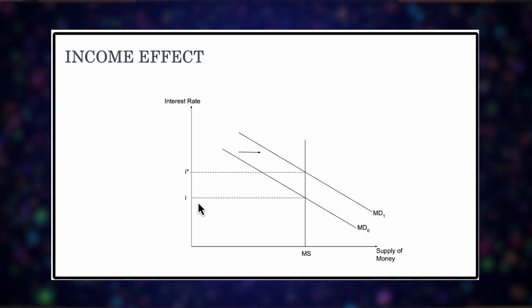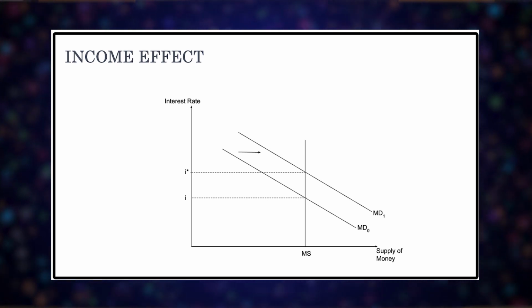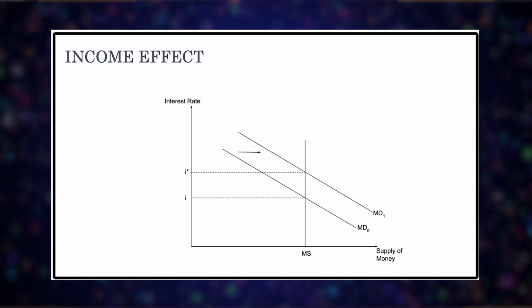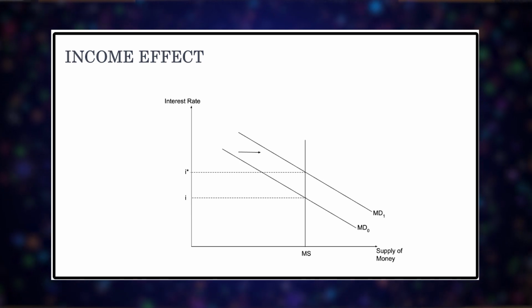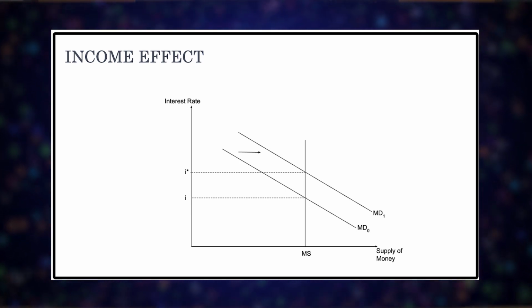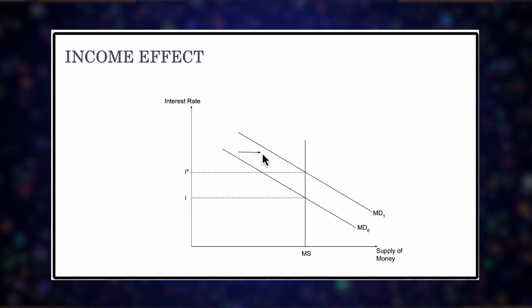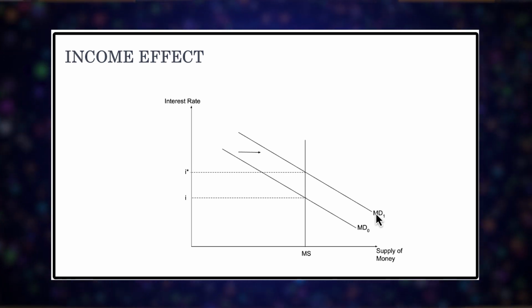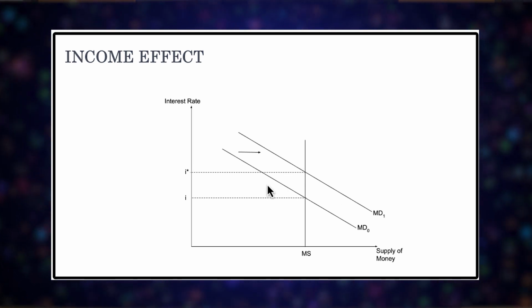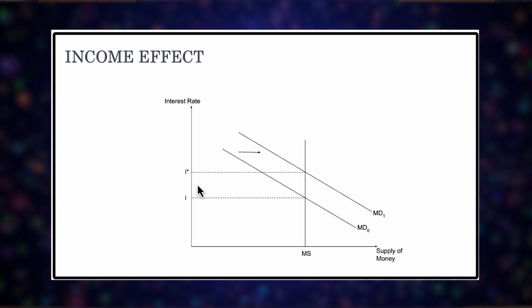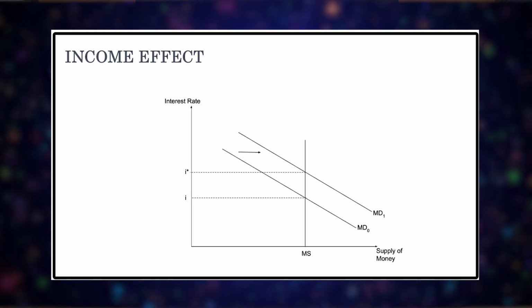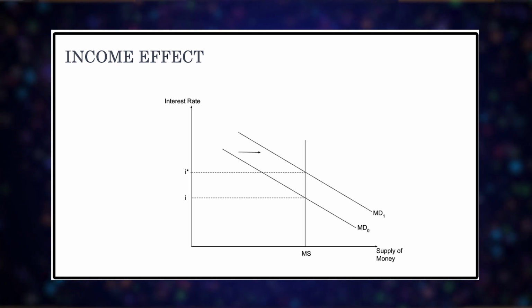But now, due to expansionary policies or so on, we find that there has been an increase in the demand for money. So due to an increase in the demand for money, we find that MD1 has shifted up, and this leads to a higher rate of interest, I star. So this is what we mean by the income effect. This means that in the previous diagram, this is the income effect of monetary expansion.